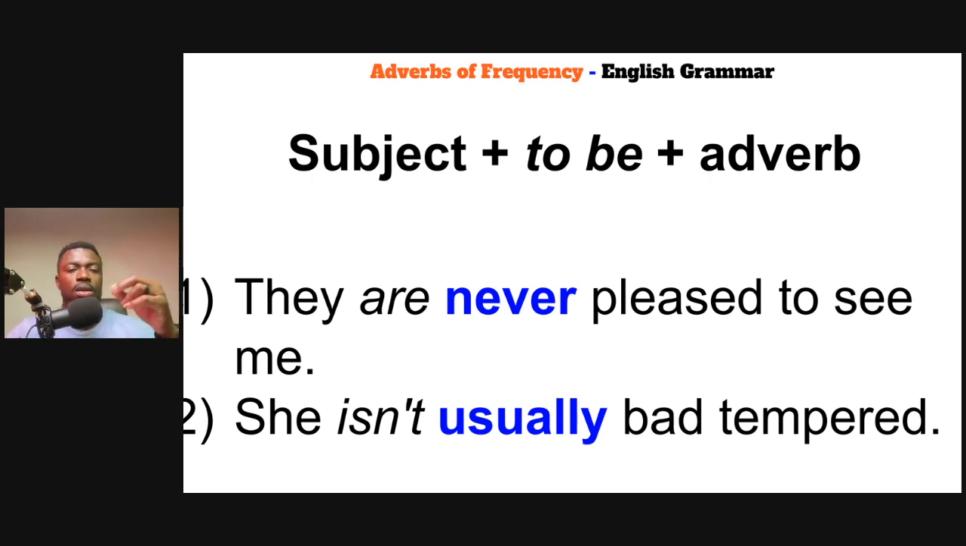OK? She isn't usually bad-tempered. Isn't, c'est le verbe to be au négatif. Vous mettez l'adverbe après lui. Usually. Bad-tempered veut dire avoir un mauvais tempérament, être facilement fâché. She isn't usually bad-tempered. OK?